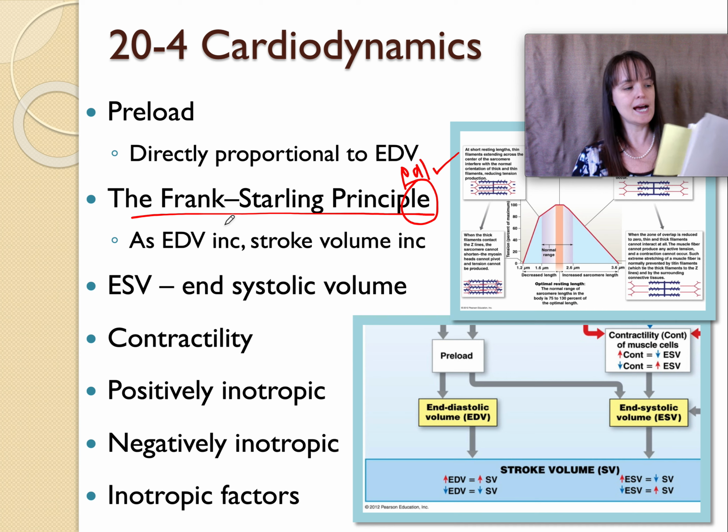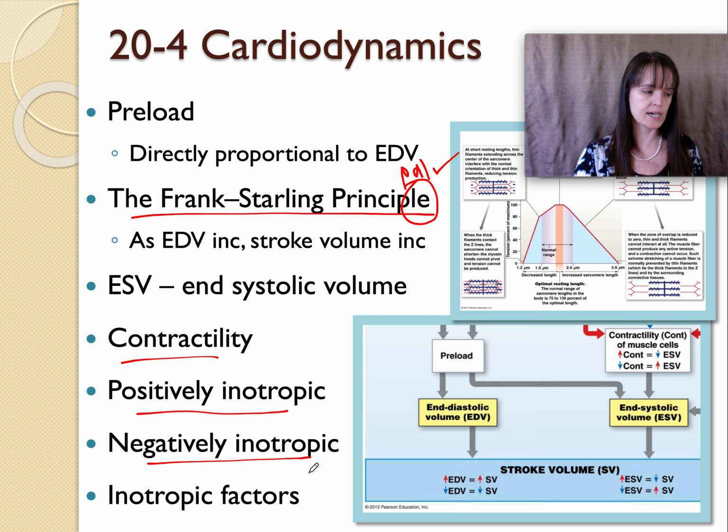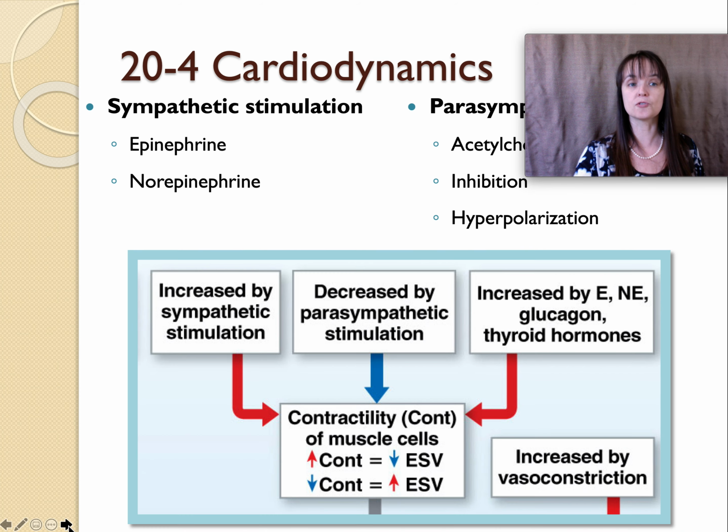Page 23, last page of chapter 20. Yay! Contractility is the amount of force produced during a contraction. Positively inotropic are things that increase the force of the heart contraction. Things that are negatively inotropic decrease the force of heart contraction. Some inotropic factors include ANS, hormones, and some ion concentrations.